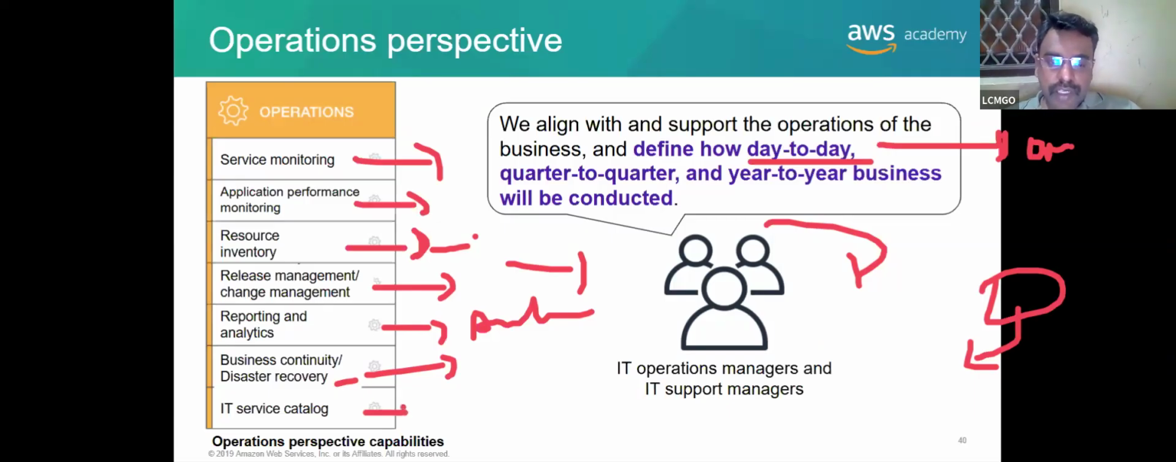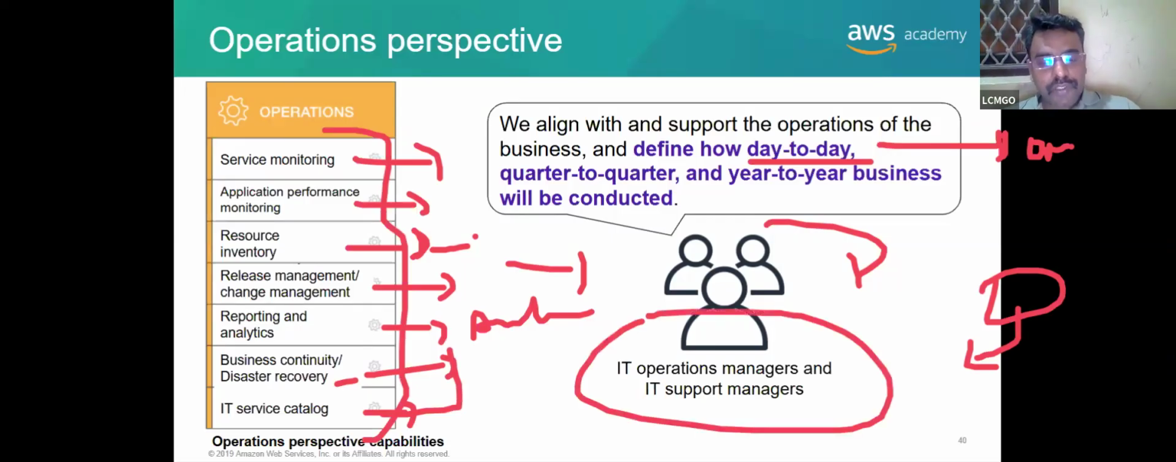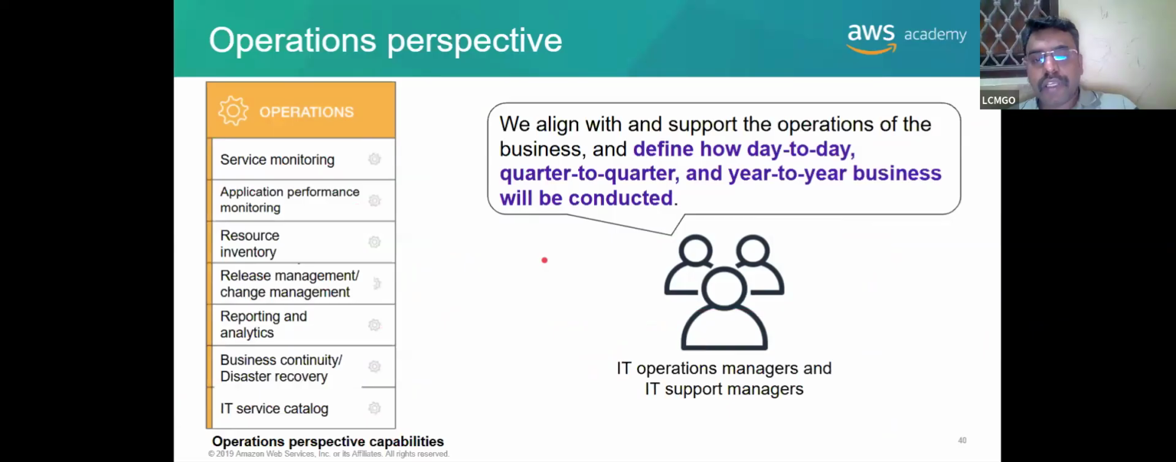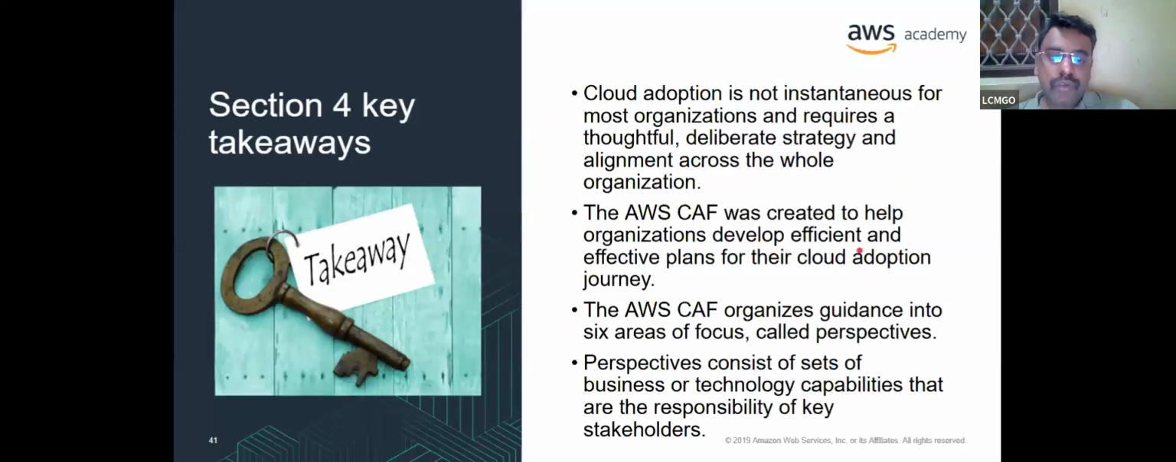Then IT service catalogs: what are all the IT services we have taken, and whether they are performing well or not. So all these things we have to consider. Overall, it will be discussed in the meeting of these stakeholders, the IT operations manager and IT support managers. So all these six perspectives are the Cloud Adoption Framework which they have already created. You just have to focus on these key points that I have to consider before I start developing anything as a cloud architect in the cloud. Okay.